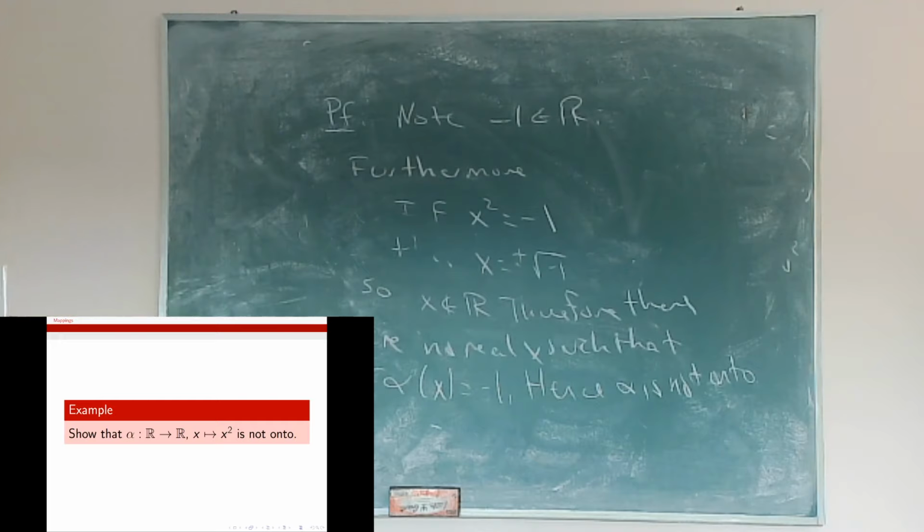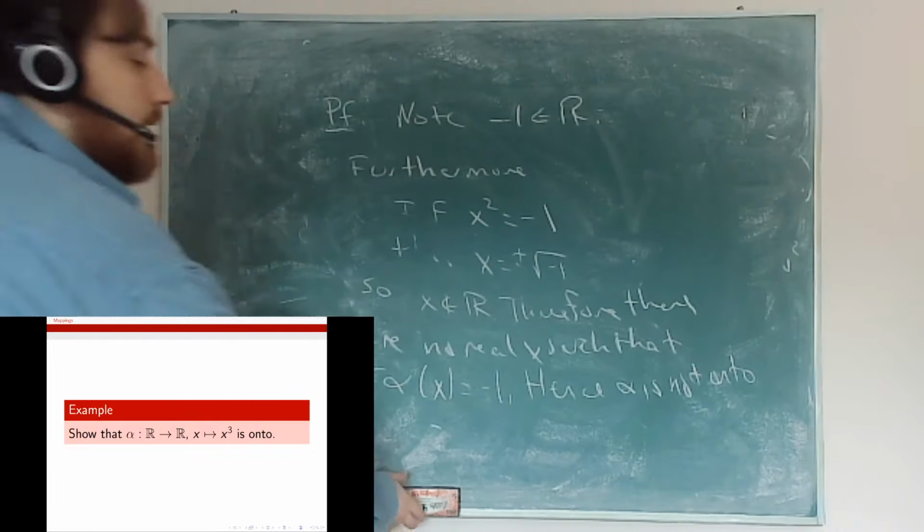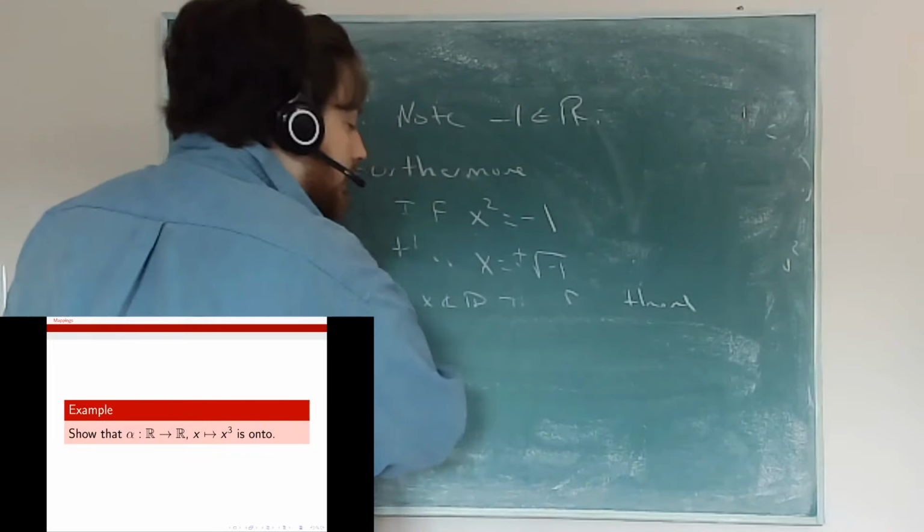Alright. Do you guys have any questions on that? If not, then how about we show a mapping is onto? So how would we show that a mapping is onto? Well, we'd have to show for every y in the codomain there's something that gets mapped to it.